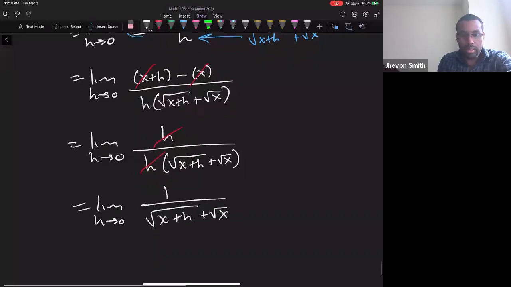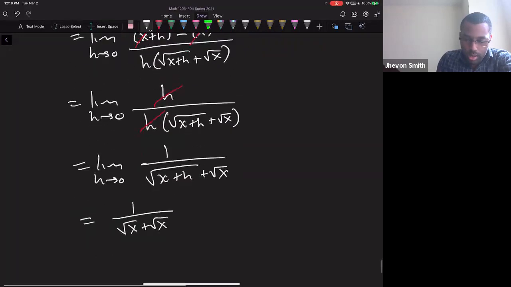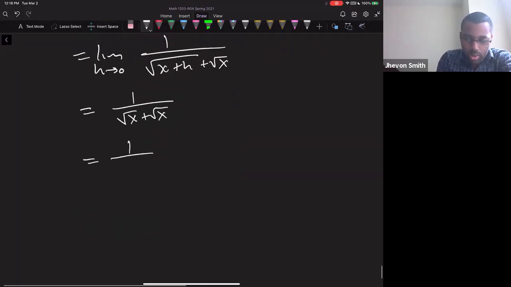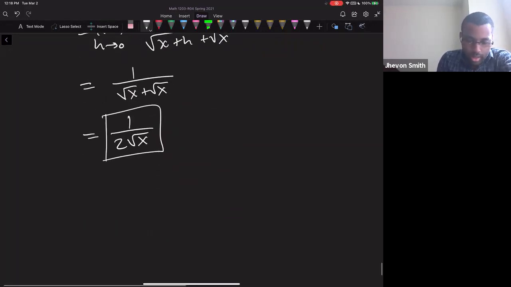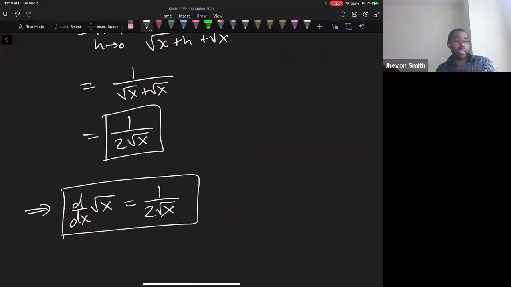So we have that. Now I plug in h equals 0, and I would just get 1 over radical x plus radical x, or as it's sometimes called, 1 over 2 radical x. And that is your answer. And yeah, so the derivative of the square root of x is 1 over 2 rad x. Again, you can take this as a rule if you want. Radical x is fairly common. So if you want to memorize it, you can. I don't think you have to though. So yeah, do with that as you will.